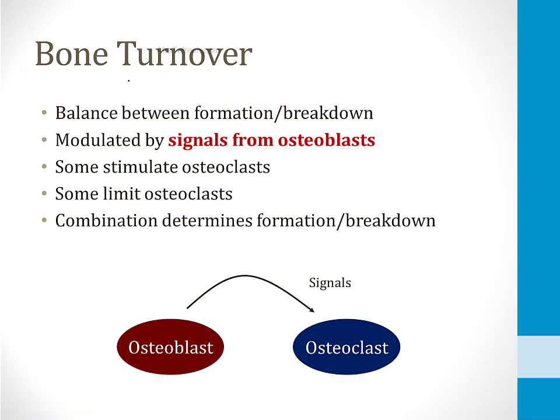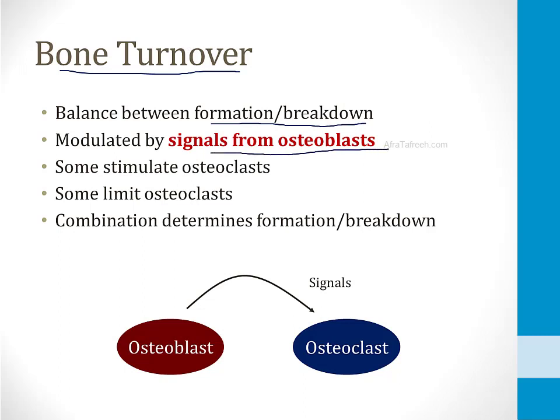Now we're going to talk about something that is incredibly high yield, and that is bone turnover. As I mentioned before, bone tissue is not static, it's constantly changing. Osteoclasts break down old bone, and osteoblasts lay down new bone, and there is a balance between formation and breakdown, and if this balance is normal, you will have normal bone structure and strength. But if there's too much breakdown, the bones will become thin, and if there's too much bone formation, the bones can become abnormally thick.